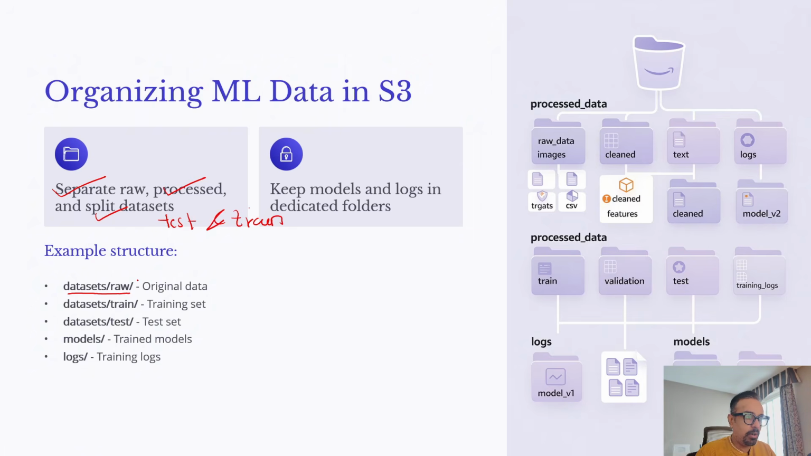So I am having raw for original data, then train and test for your splits, then model for the trained artifacts which are being generated by SageMaker model training, and then comes logs. These are nothing but the logs for the model training that I am running. So this is how you can organize your data effectively, and it is very easy to understand. Usually the first one, that is the raw dataset, we don't touch it, but the other ones come into picture while we start the training job. So that is how you can go ahead and do the structure.